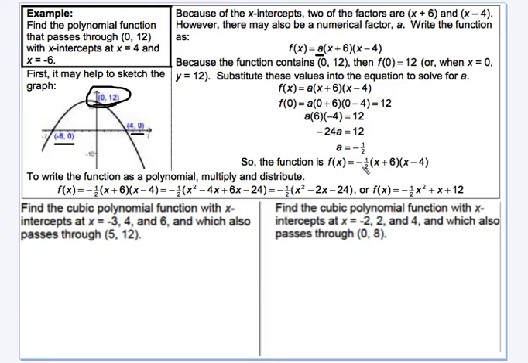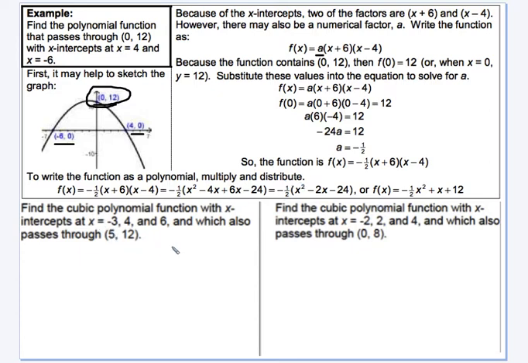Well, you can go ahead and plug that into your factored equation, but then you need to FOIL or use the box method to figure out what the standard form of the polynomial will be. Okay, so to write it as a polynomial, all they did is they multiplied and distributed, or FOILed or used the box method, either one.